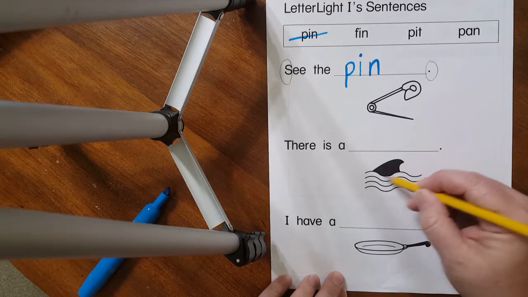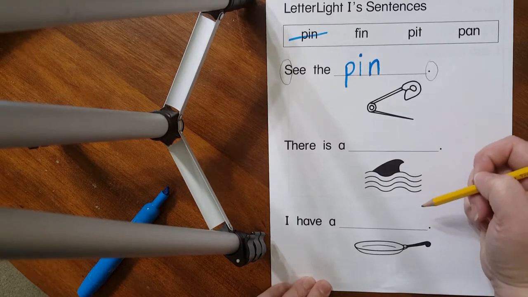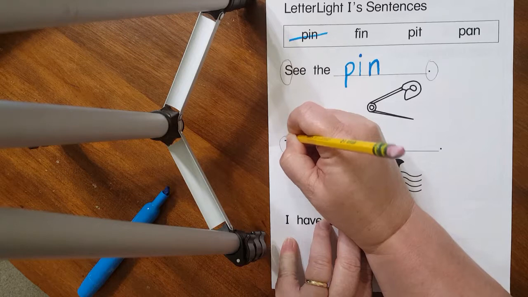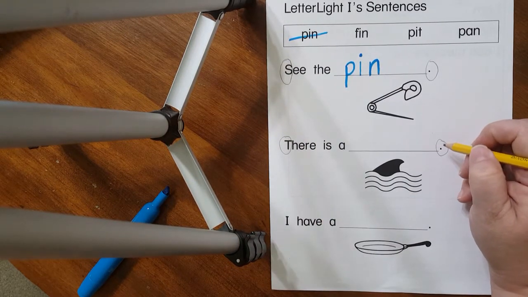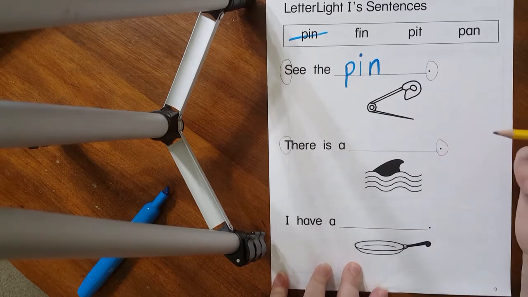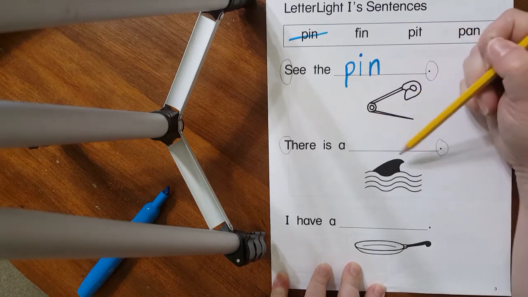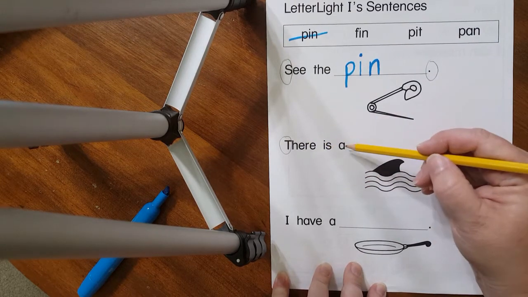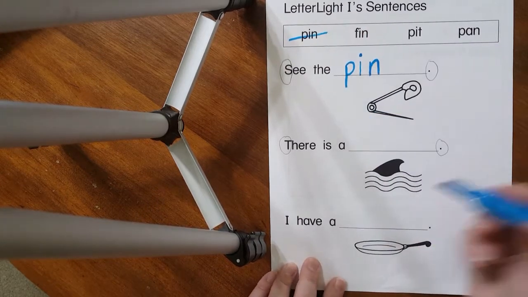What is that? This looks like waves and something sticking out of it. Do you think that could be a fin? Could that be a fin? Okay, let's see. We have our capital letter for our sentence, punctuation mark at the end, which tells us to take a break. We have a couple of sight words. There is a, what is that? Is it a fin? Is it a pit? Is it a pan? There is a, good job. If you said fin, you are correct.